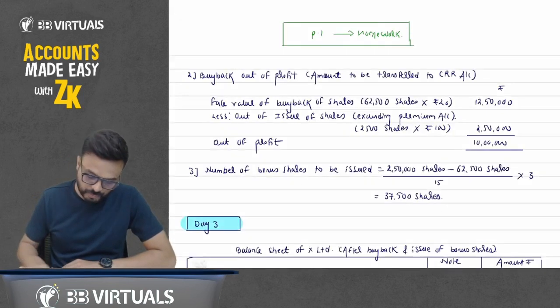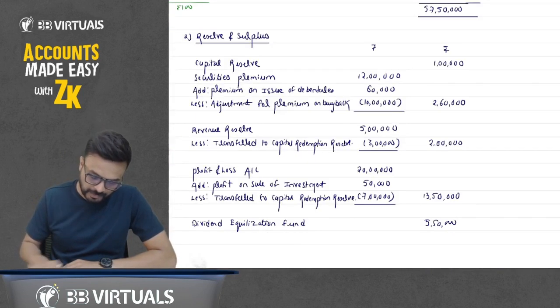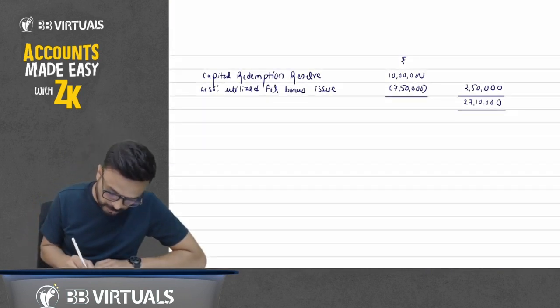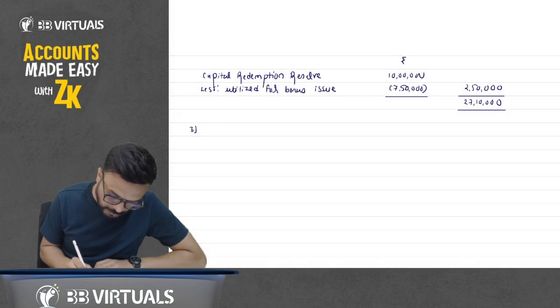So go to notes to account. Go to notes to account number 3. Prepare notes to account number 3. Write down there long-term borrowings.